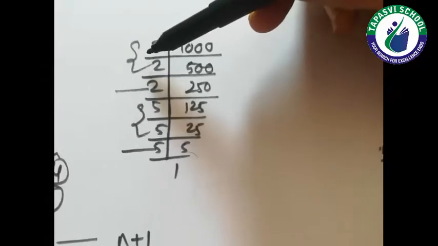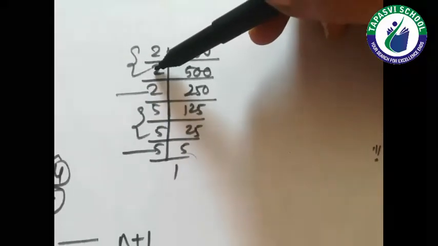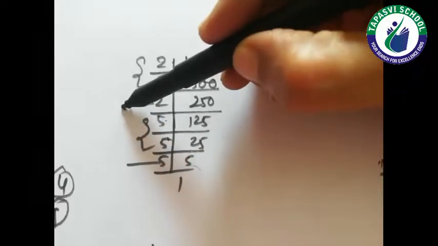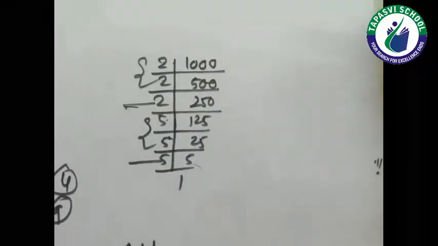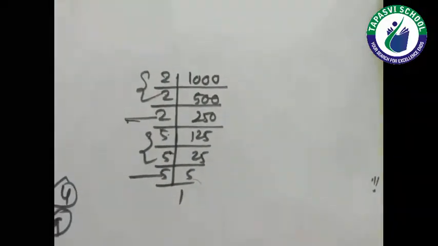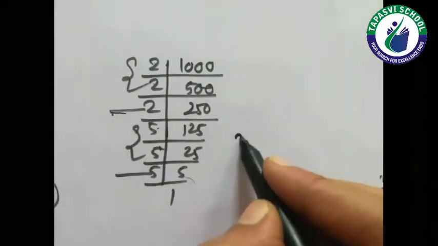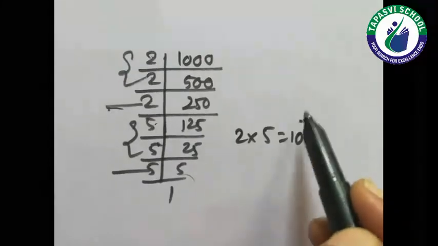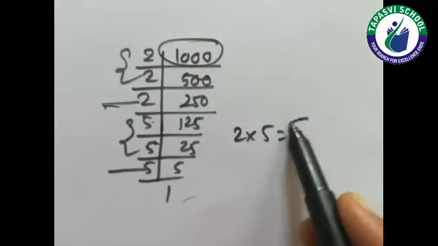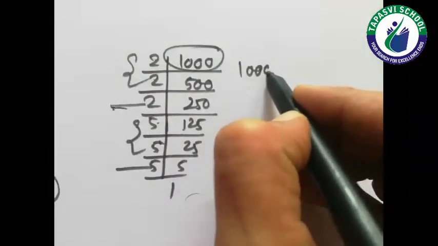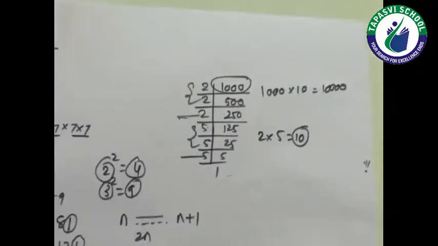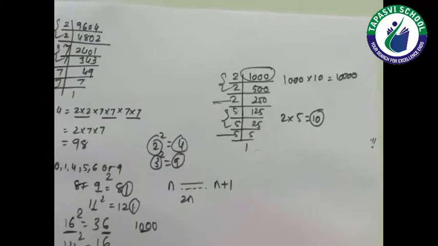Then as this is a concept of square and square root, we will make pairs: 2 times 2, 2 times 5. There is 1 time 2 and 1 time 5 left. So I will multiply these two numbers, that is 2 fives are 10. So if I multiply 1000 by 10, then I will get 10,000. So this number will be a perfect square number.